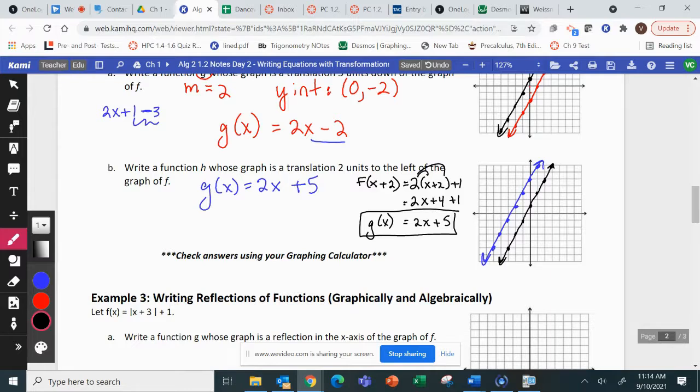Questions about that? Okay. It says check answers using a graphing calculator. We went over that yesterday. If you didn't have your calculator yesterday but have it today, I can help you individually when I'm done with these notes. Okay.